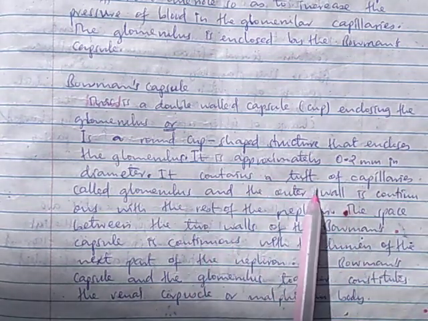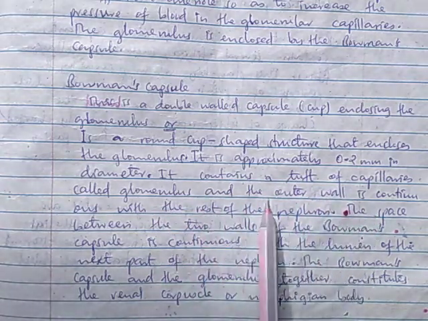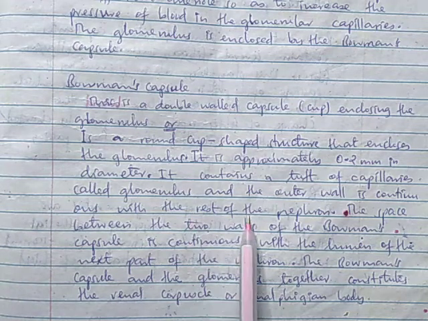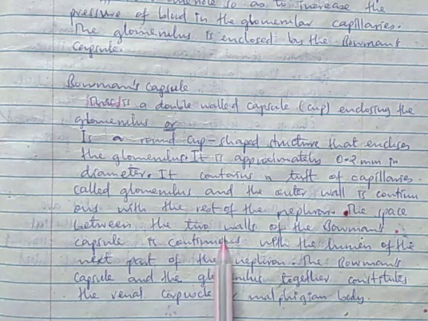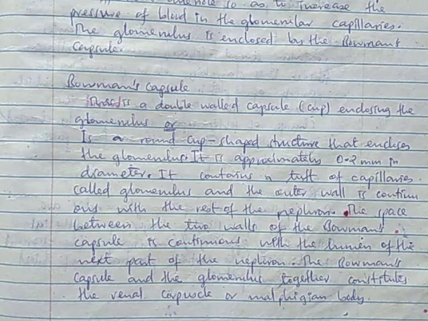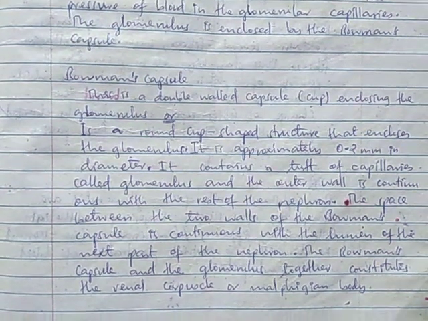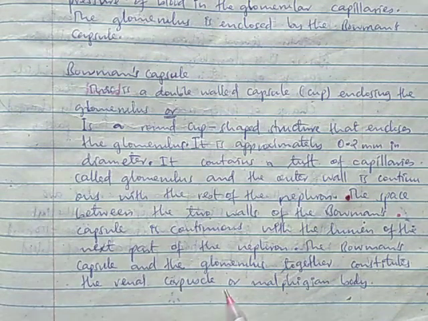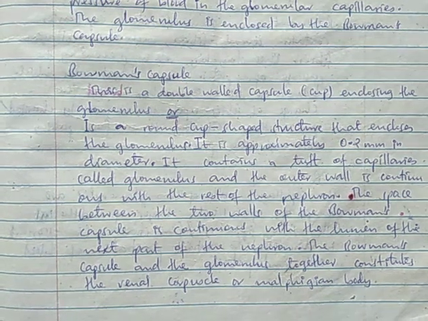It contains a tuft of capillaries called the glomerulus, and the outer wall is continuous with the rest of the nephron. So the space between the two walls of Bowman's capsule is continuous with the lumen of the next part of the nephron. So the Bowman's capsule and the glomerulus together constitute the renal corpuscle or Malpighian body.